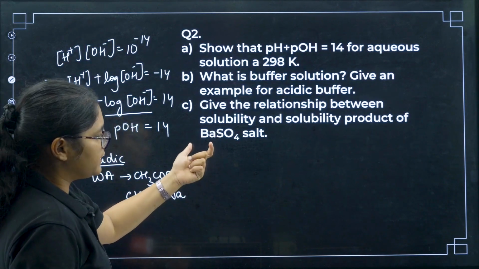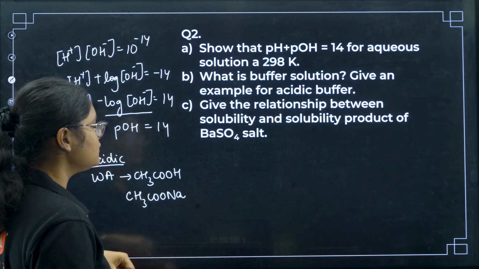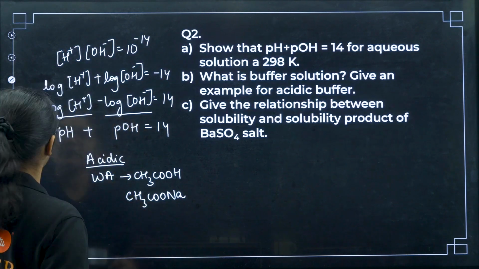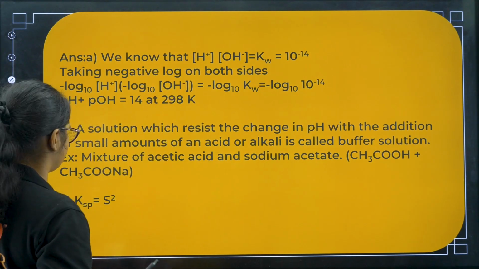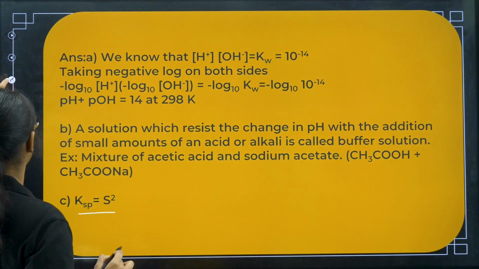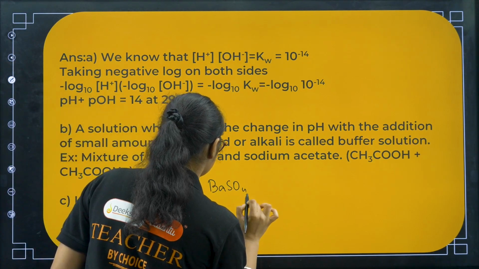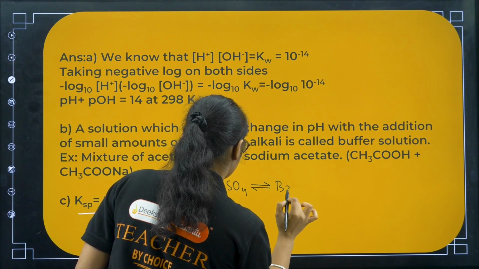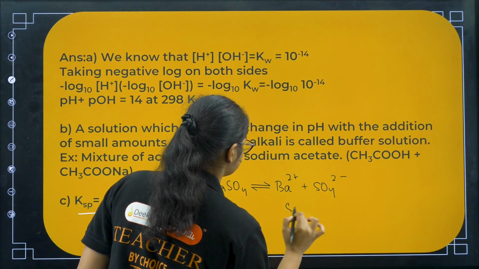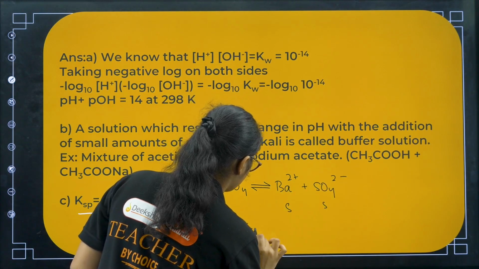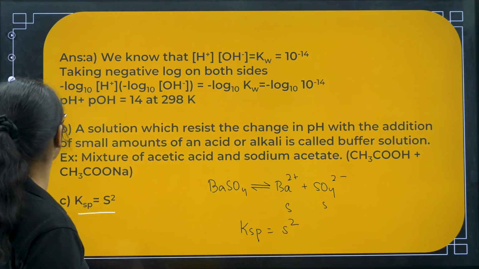Relation between solubility and solubility product of BaSO4. So that is your Ksp. I will show you the answer here. The first part I have explained, this also I have explained. Now what is BaSO4? If you have BaSO4, how will it dissolve? Ba2+ and SO4 2-. So what will Ksp be equal to? That is equal to S square. Yeah, so that is the formula.